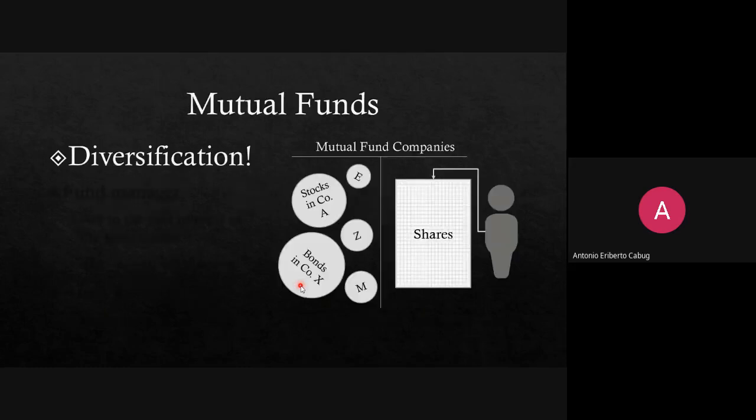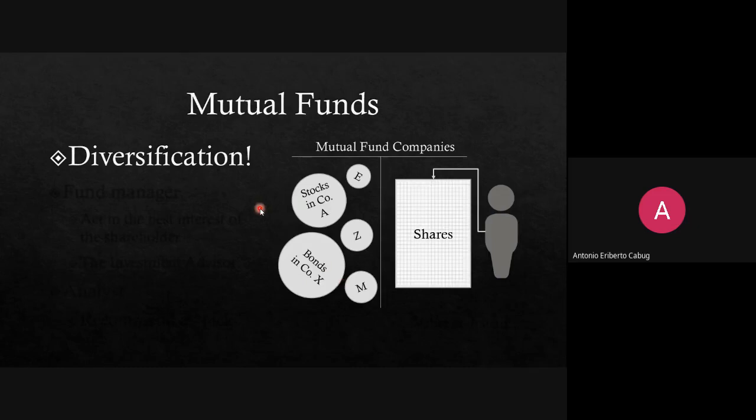Now, why do a lot of people invest in mutual funds? The reason is diversification. If you put your eggs in only one basket, only in one company, when that company goes bankrupt, all your money would go with it. Meanwhile, if you put your money in different baskets, then the tendency is that losses will be offset by the gains of the other securities.